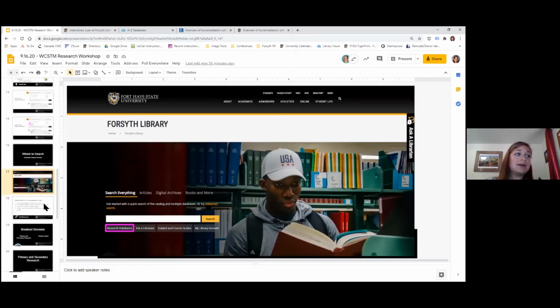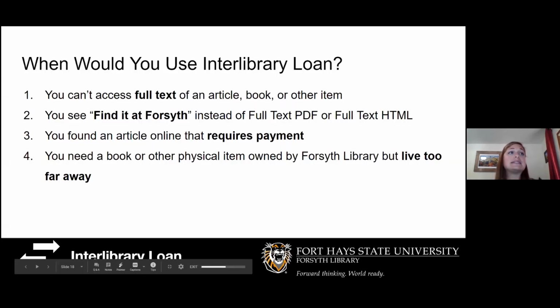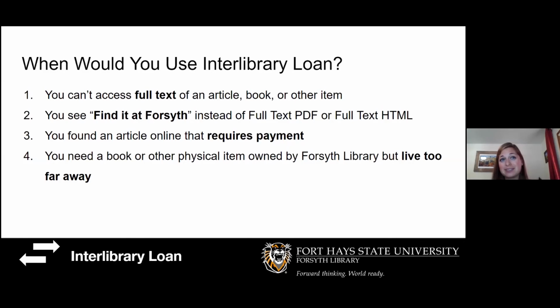With interlibrary loan, we see several instances where you can't access the full text, or you see that find it at Forsyth, but it doesn't take you to where you can actually get the article. Or whatever search engine you're using takes you to a page that says you need to pay $50 for an article. Anything that requires payment, feel free to fill out that information on interlibrary loan and we will get that for you. That's a privilege that you have as a Fort Hays student, faculty, and staff. Or if you're an online student and there's a physical item or a book in the library catalog and you live too far away, you can request that to be mailed to you through our interlibrary loan program.